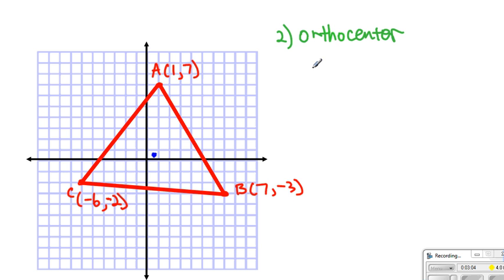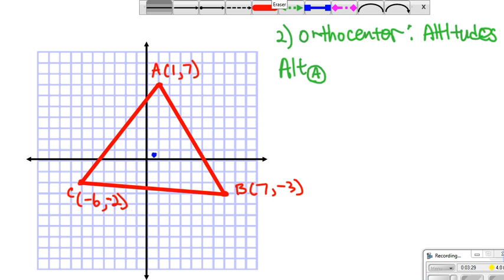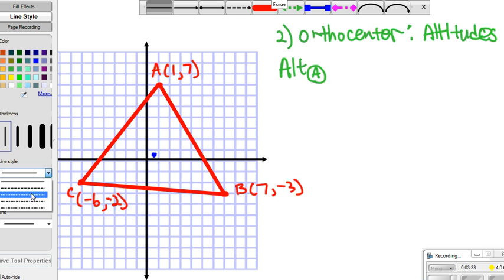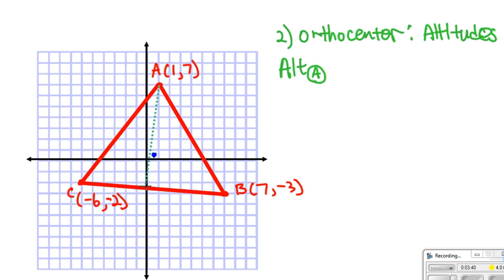How do you figure out the orthocenter? The orthocenter is the intersection of the altitudes. So first, why don't we try to find the altitude from A? Imagine an altitude from A. I'm going to use the green color to show it. It's going to be somewhere around here.